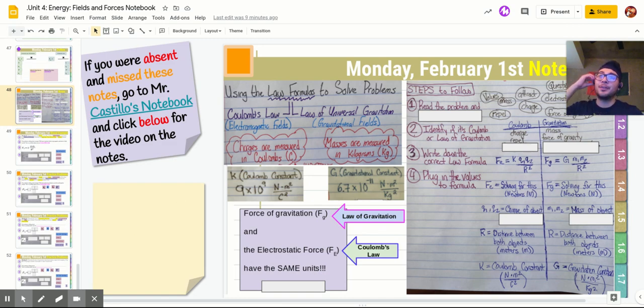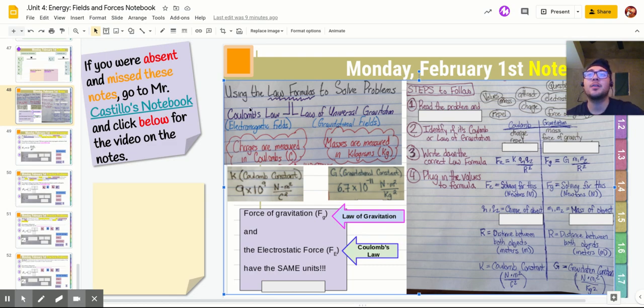So let's get started. Slide 48. For today, we're using Coulomb's law and the law of universal gravitation to solve problems. A very quick note: for the universal law of gravitation, we use gravitational fields, and for Coulomb's law, we use electromagnetic fields, electric and magnetic fields combined. Just a good way to associate them together, okay?